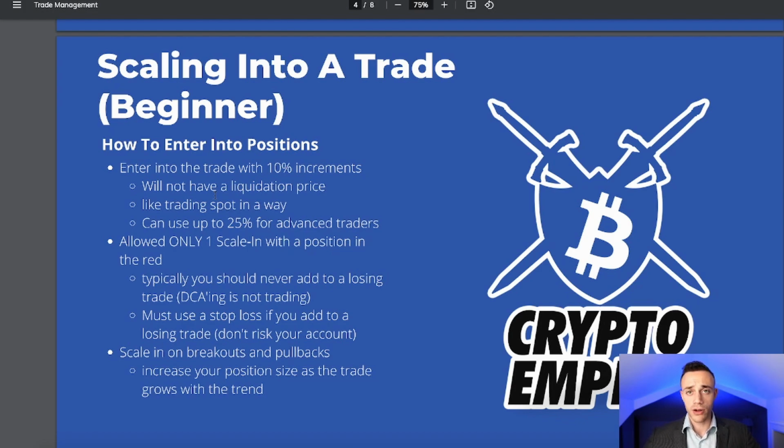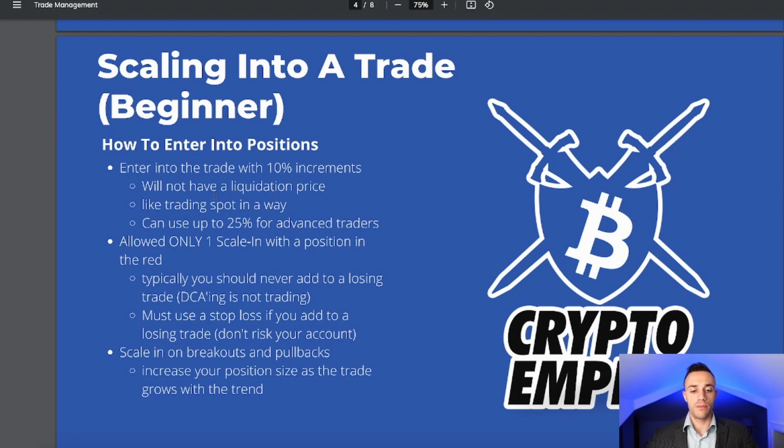This is not dollar cost averaging. That's different. Dollar cost averaging is an amazing strategy, but we are talking about trading here. This is not investing. There's a very strict difference between the two. Like I always talk about here, Crypto Empire, you have your investment portfolio and then you have your trading portfolio. This is your trading portfolio. The rules are different here. Okay, so one scale in on a red trade, and you must use a stop loss if you do add to your losing trade.